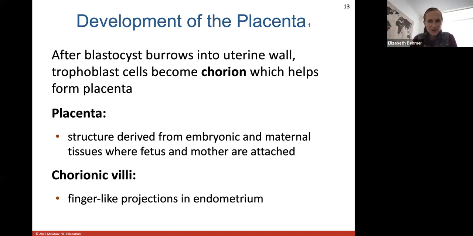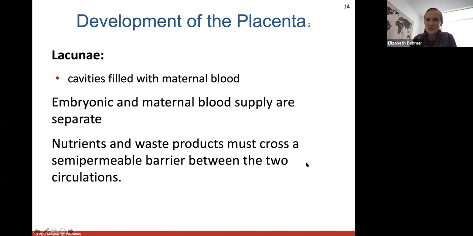And the placenta is a very important part of development. This is the structure derived from embryonic as well as maternal tissues where the fetus and the mother are attached. Chorionic villi are finger-like projections in the endometrium. Lacunae are cavities filled with maternal blood.